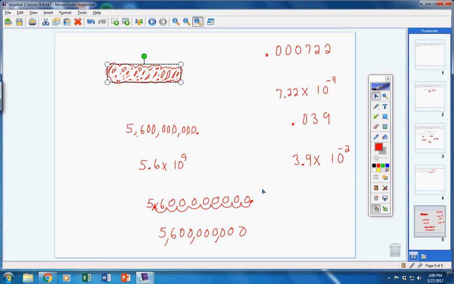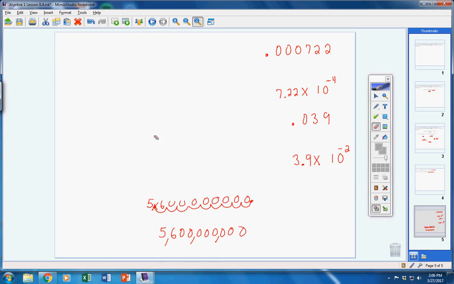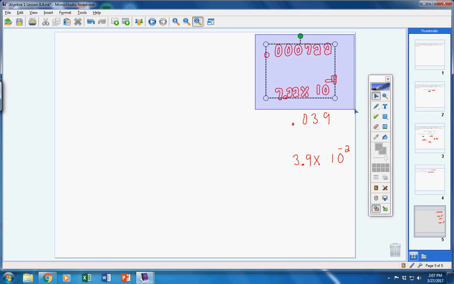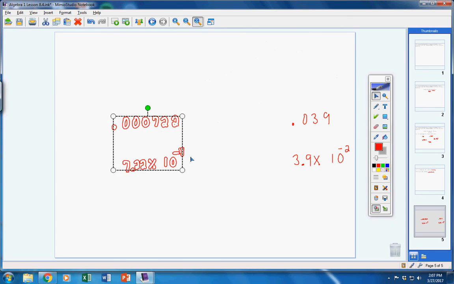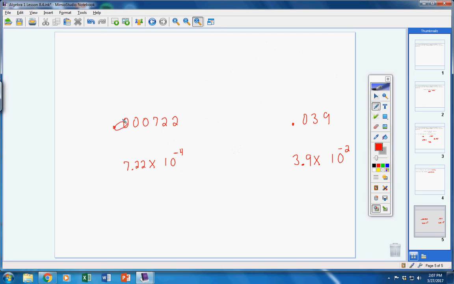5,600,000,000. Exact same number. Okay? Are we getting this? Let's try another one here. I want you to take this right here, and I want you to write this scientific notation number in decimal form. Okay? Decimal form. So here we go.